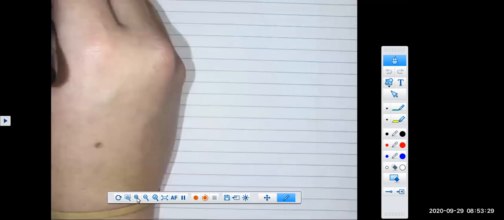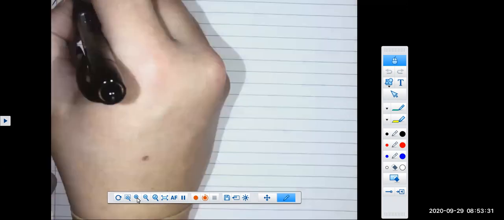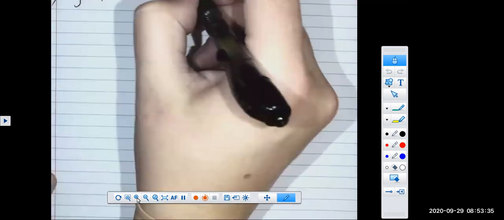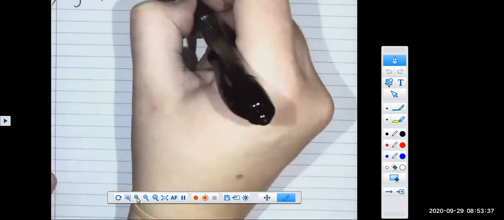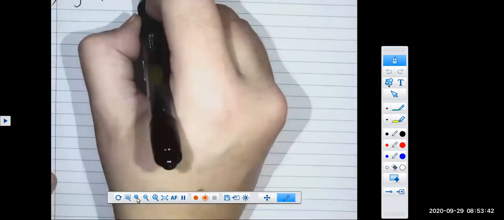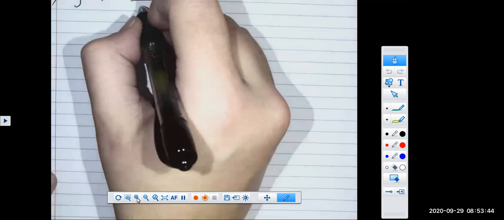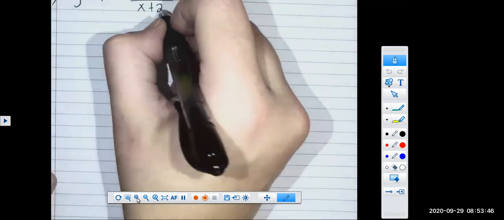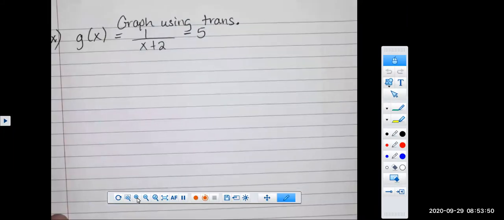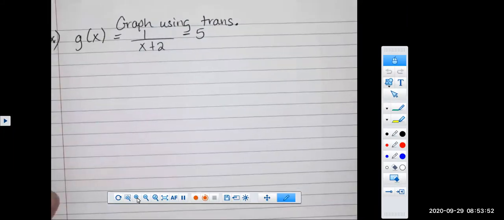Okay, this is not particularly in your notes. Let's say I've got g of x, and they tell me to graph using transformations. We've got 1 over x plus 2, and then I have a -5 at the end. Graph using transformations, g of x equals 1 over x plus 2, -5.